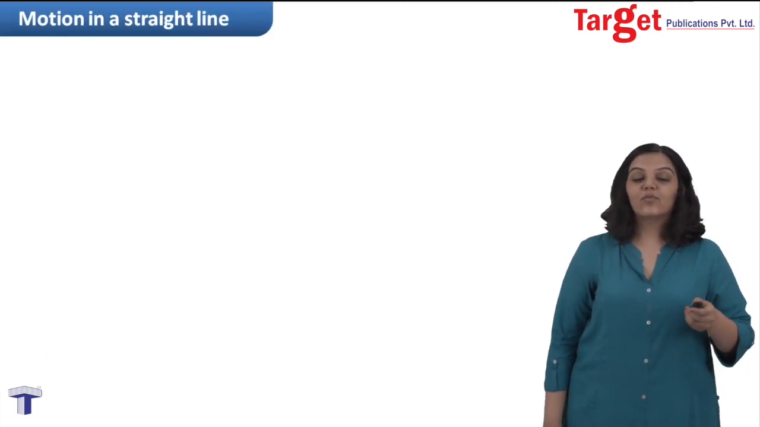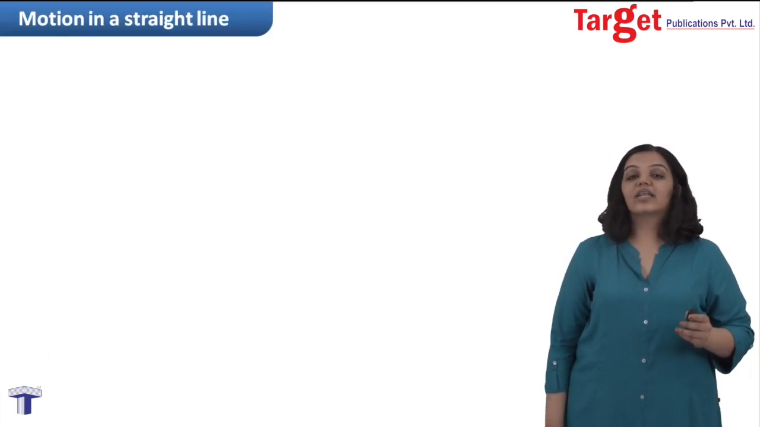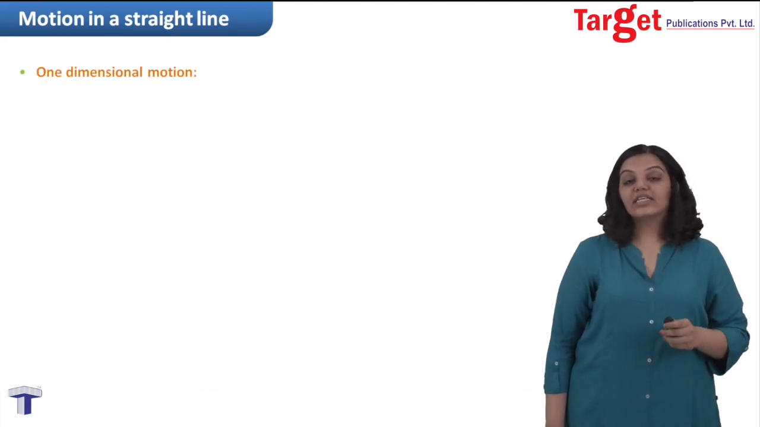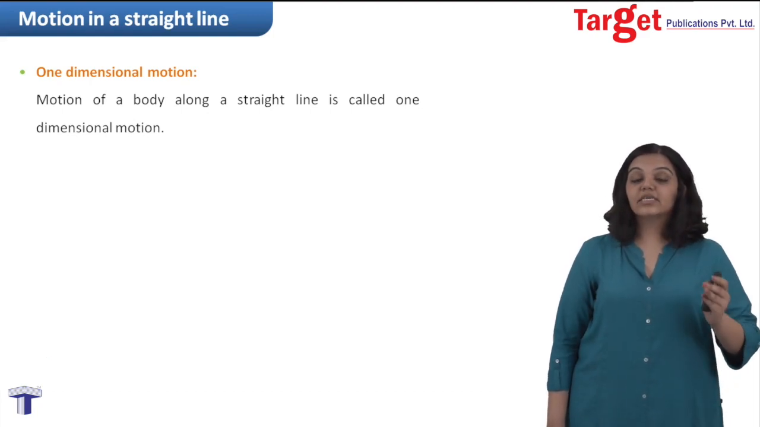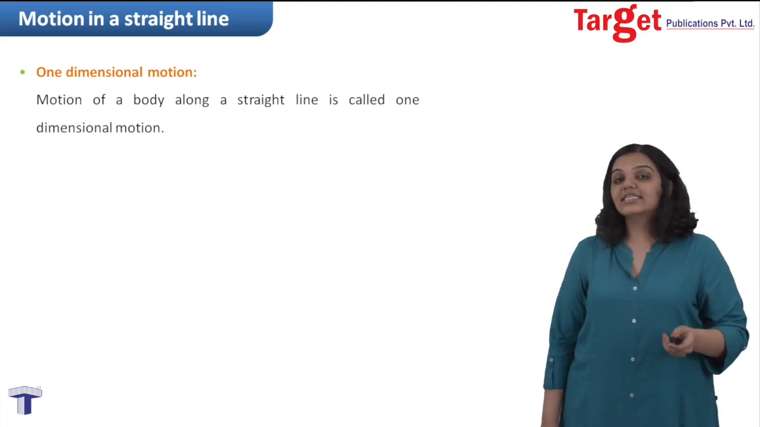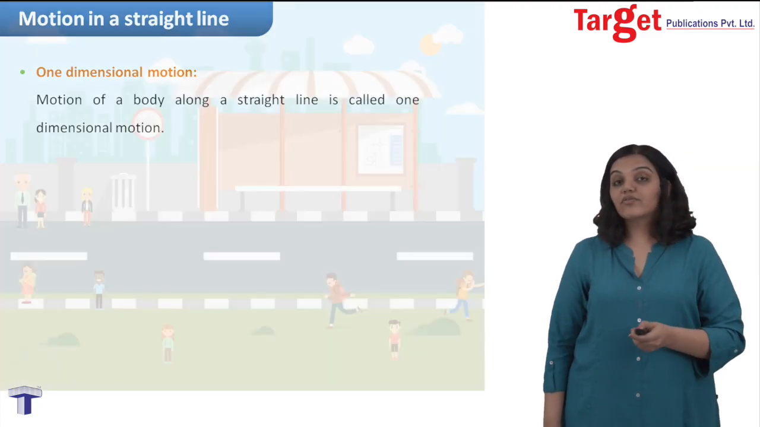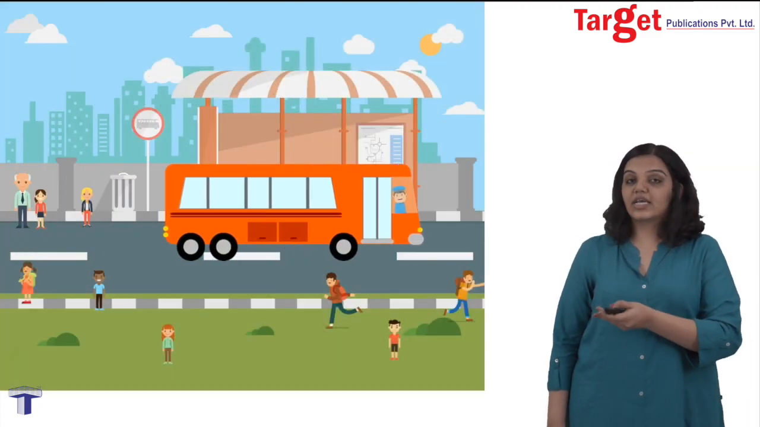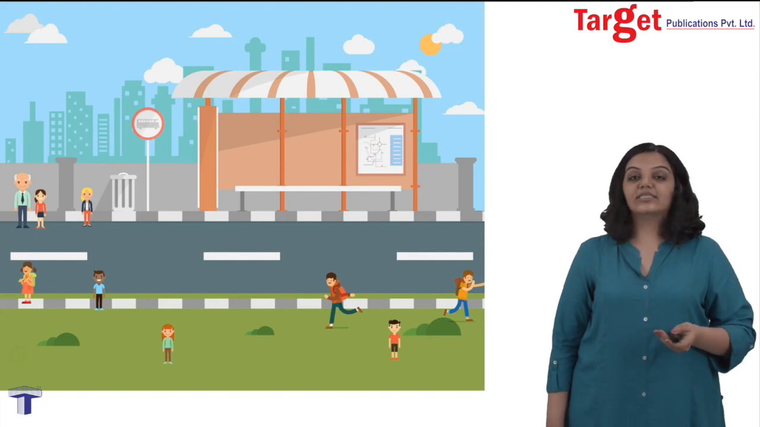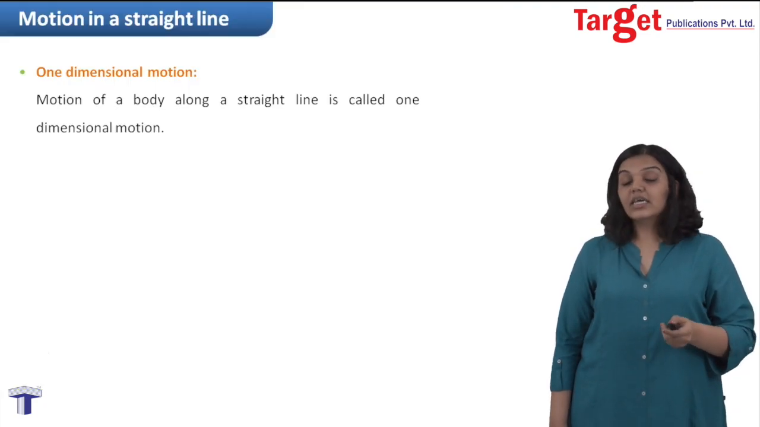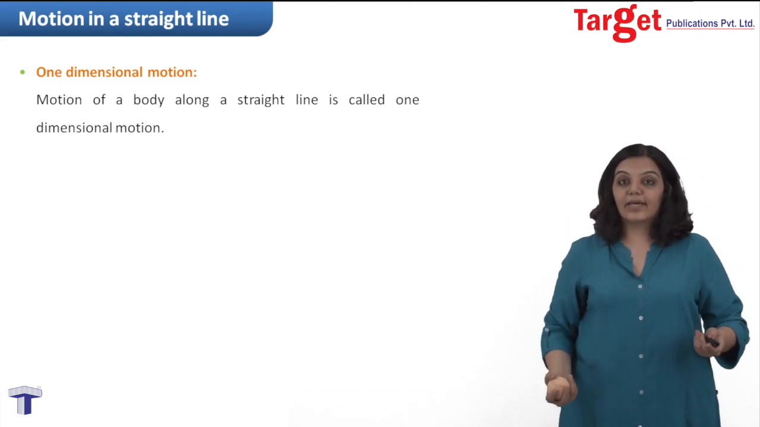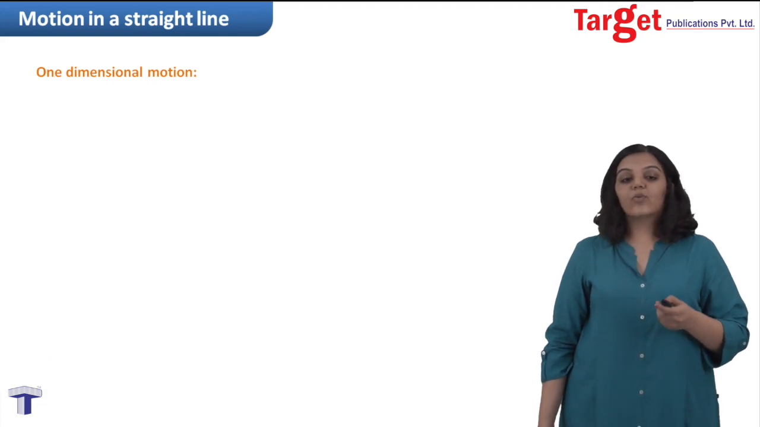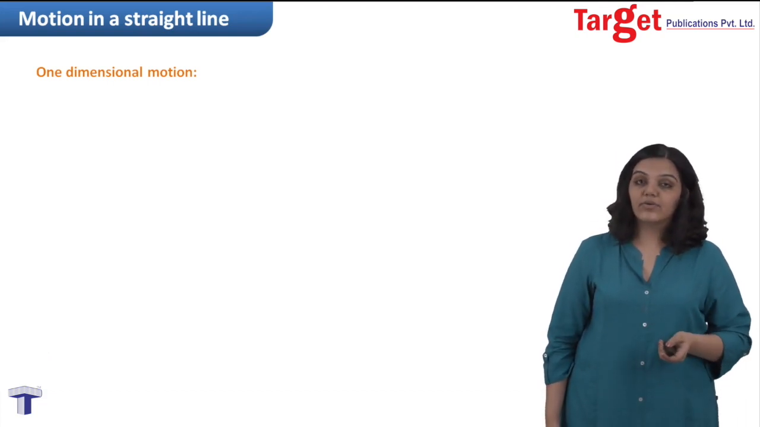Hello everyone. We're now going to study motion in one dimension, but specifically we'll understand the definition of one-dimensional motion. One-dimensional motion is that motion that happens along a straight line. For example, if you have a bus on the road, you can see that it's going in a straight line, and this is an example of one-dimensional motion. Even a ball falling under gravity is an example of one-dimensional motion. So in this way, we see that one-dimensional motion is all around us.